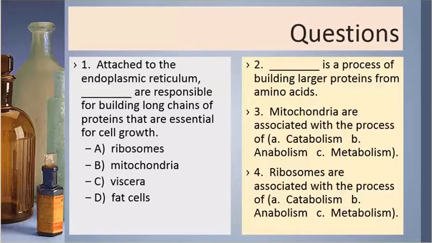Number 3, mitochondria are associated with the process of A. Catabolism, B. Anabolism, C. Metabolism. Number 4, ribosomes are associated with the process of A. Catabolism, B. Anabolism, C. Metabolism.